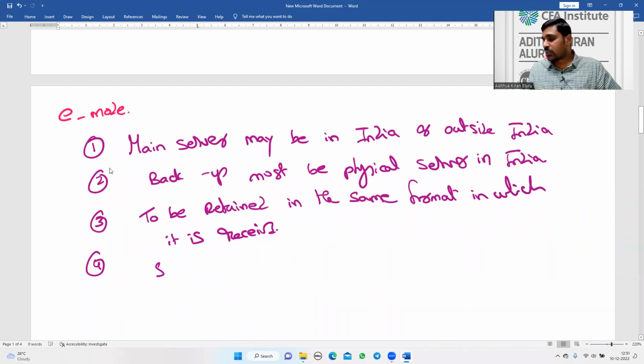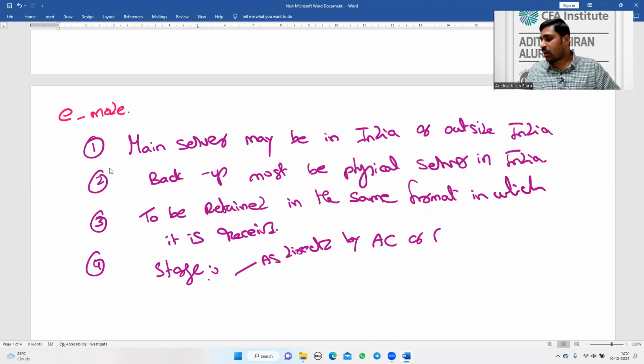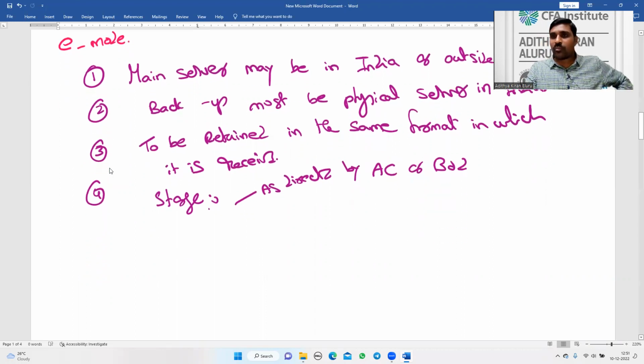Next, storage. So how to store that? How long do I have to store that? As directed by audit committee or board of directors. Storage as directed by audit committee or board of directors.